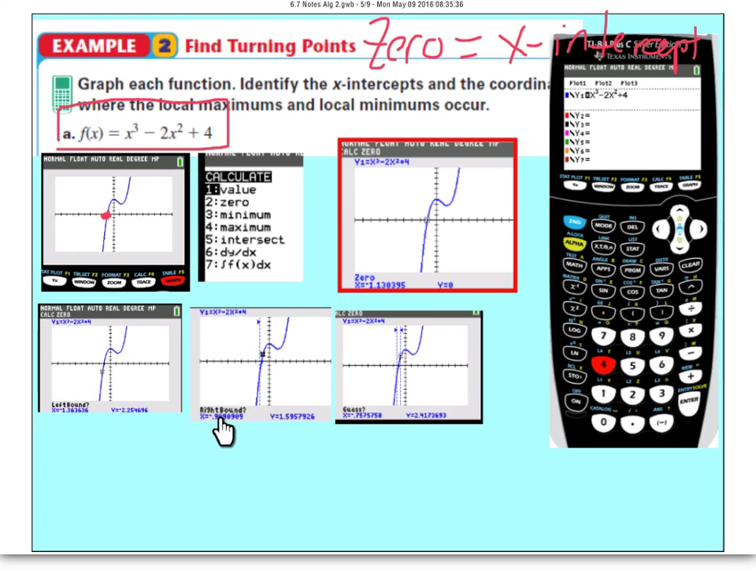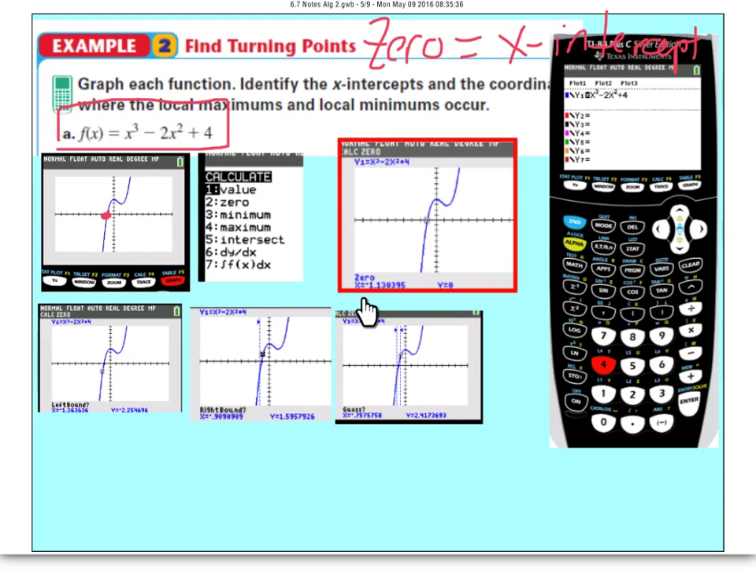The next screen asks you for the right bound. Again, we know the x-intercept's right about there, so I have to go to the right of it. So I'm going to scroll over with my arrow key, go to the right of it, and then hit enter. Then you're going to see this screen, and it's going to say, do you want me to guess? All you need to do is hit enter. It's going to do its calculations, and then it will actually land on the x-intercept or the zero.